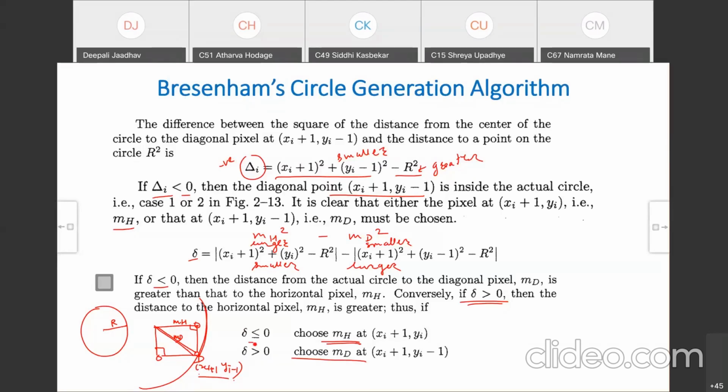Okay. Now, when we consider this uppercase delta I less than 0, in that case we choose either this one or this one. But if it is greater than 0, that is the second case. If this delta I is greater than 0, then what becomes greater? This becomes greater, and this is smaller. Now see the next.